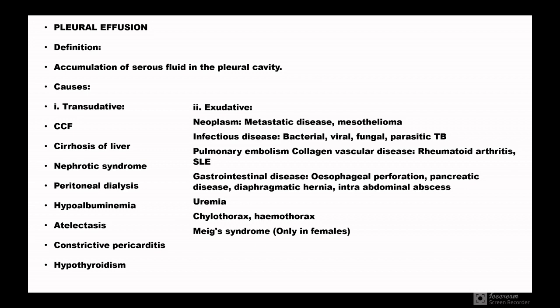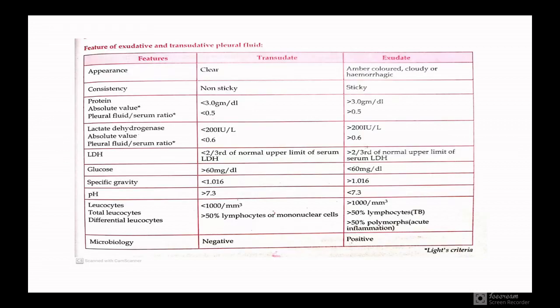Infectious disease can be bacterial, viral, fungal, parasitic, or TB. And pulmonary embolism, collagen vascular disease like rheumatoid arthritis, SLE, and gastrointestinal disease like esophageal perforation, pancreatic disease, diaphragmatic hernia, intra-abdominal abscess. Uremia also can cause it, hemothorax, chylothorax, and Meigs syndrome, which mostly occurs in females.